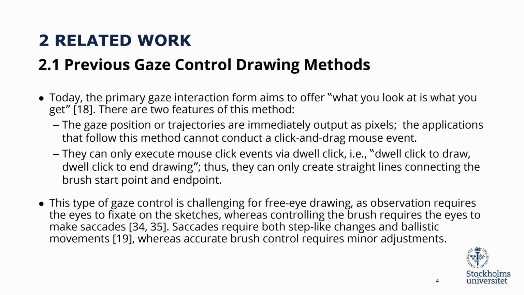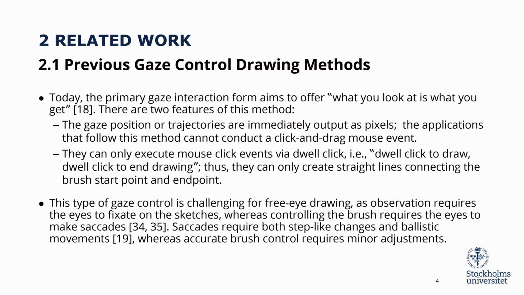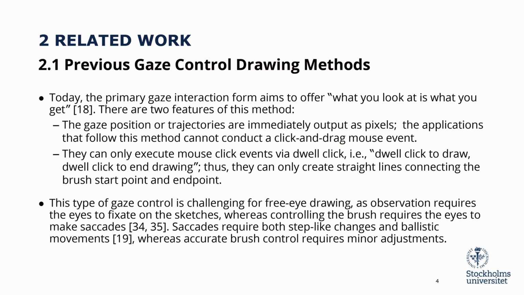Today, the primary gaze interaction form is that what you look at is what you get. This method has two features. The gaze position or trajectories are immediately output as pixels. The applications that follow this method cannot conduct a click-and-drag mouse event. They can only execute mouse click events by a dwell click, namely, dwell click to draw, dwell click to end drawing. Thus, they can only create straight lines connecting the brush start point and end point.